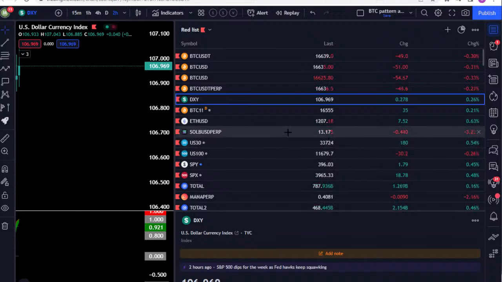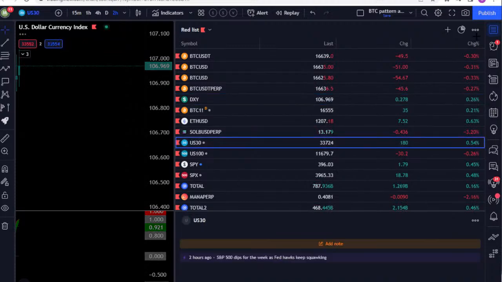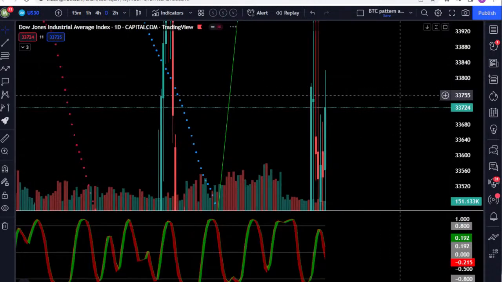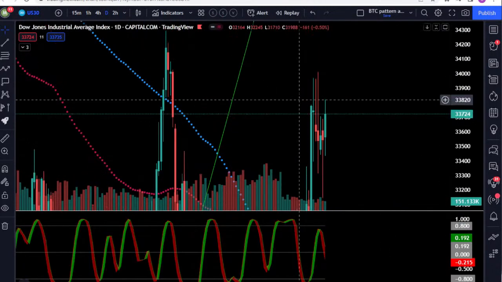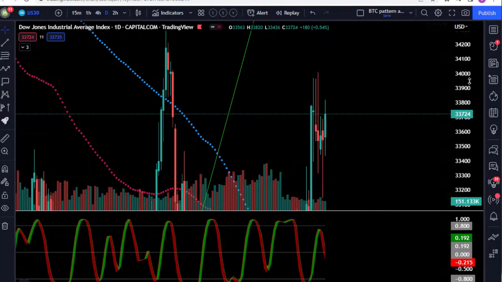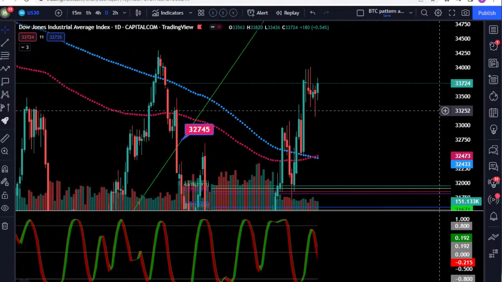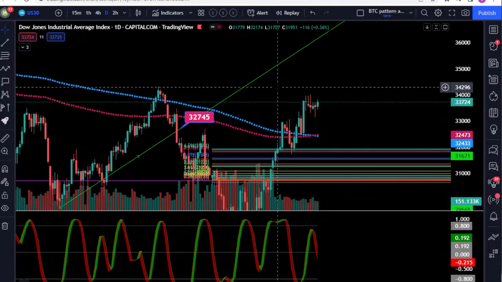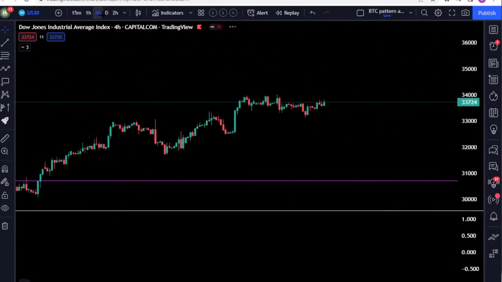So yeah, all in all, let's look at the Dow Jones. Did it manage to break any highs? Let's look at the daily. Actually no, it didn't manage to break this high over here that it got rejected. That was the 1-to-1 fib retracement. Let's look at the 4 hourly.